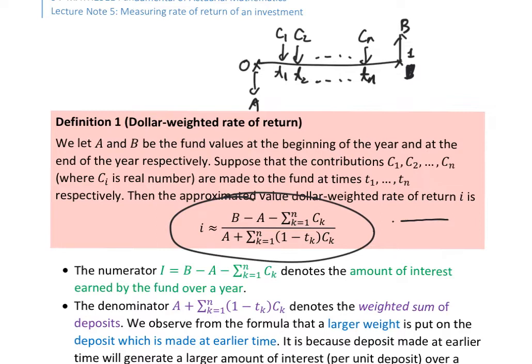B minus A minus the summation of CK. So actually this one represents the amount of the interest earned by this fund over the year. Okay, so how do we get this?